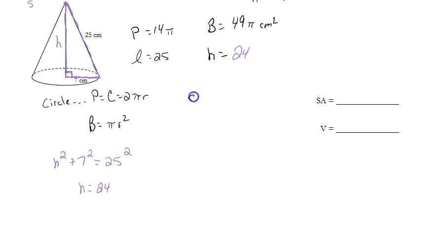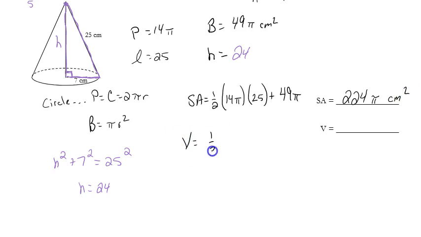Now I can plug into my equations. Surface area is going to be half of my perimeter, which is 14 pi, times the slant height, which is 25, plus the area of one base, 49 pi. I want the exact. If it doesn't say exact, assume exact. When I put that into my calculator, I get 224 times pi, and this is an area, and we're using centimeters, so it's centimeters squared.